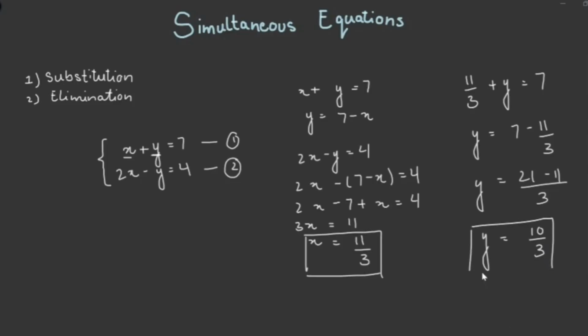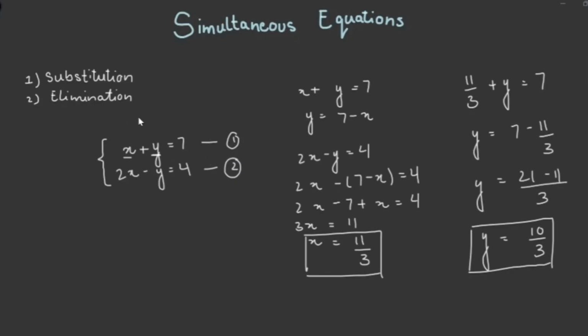So we have gotten the value of both our variables, and if you want to check if you have correctly calculated the values, you can just plug in both the values in any of the equations. If you put the value of x here and the value of y here, and it would give you 7, then that means that you have correctly found the values.